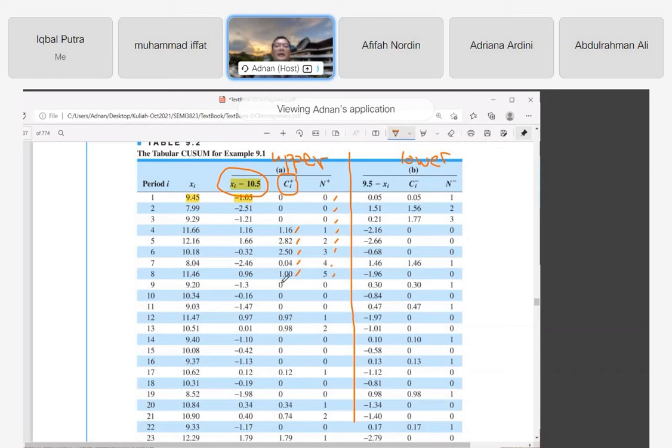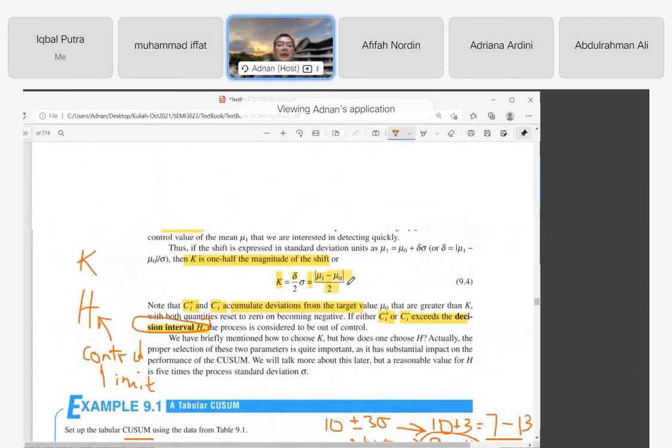And then, because this one becomes negative, C plus is reset to 0 again. So the counter becomes 0 again. So see here, point number 9. See on this graph.